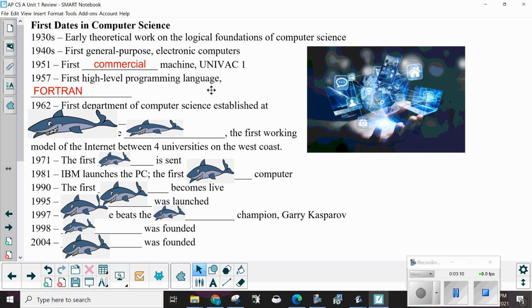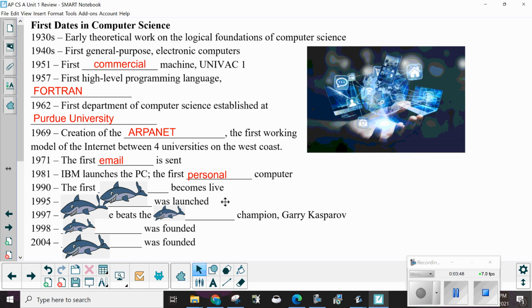1962, the first Department of Computer Science was established at Purdue University. They were Boilermakers. That's their mascot, by the way. 1969, the creation of the ARPANET, the first working model of the internet between 4 universities on the West Coast, was developed. 1971, the very first email is sent. Now, IBM launches the PC, and the first personal computer comes into being in 1981.